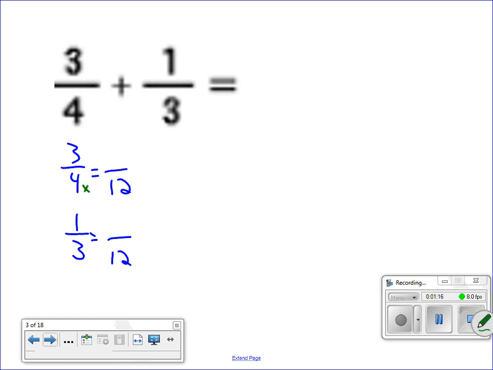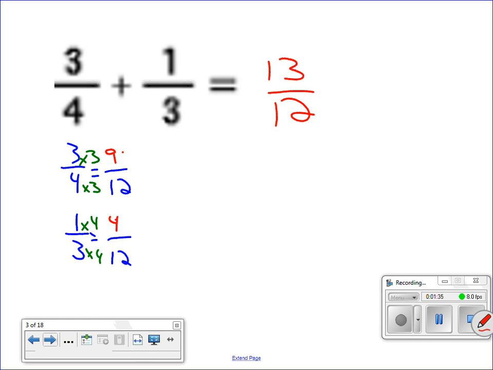4 goes into 12. 4 times 3, 3 times 3. 3 times 4, 4 times 4. So this would be 9. This would be 4. So when I'm adding these up, 12 would be my denominator. Then I'd go 9 plus 4. I would get 13 over 12.